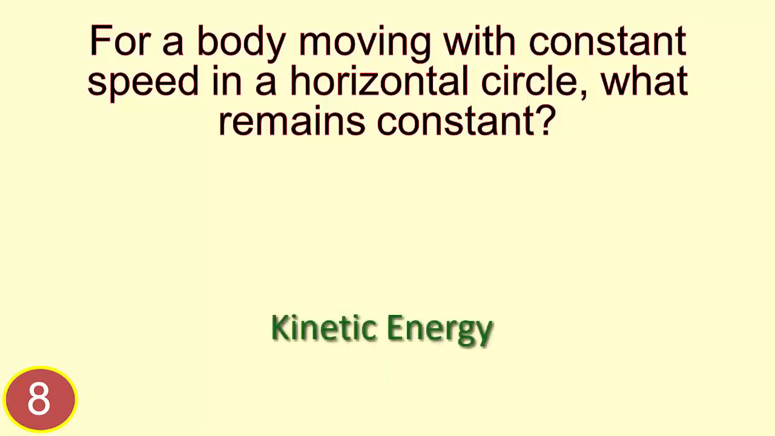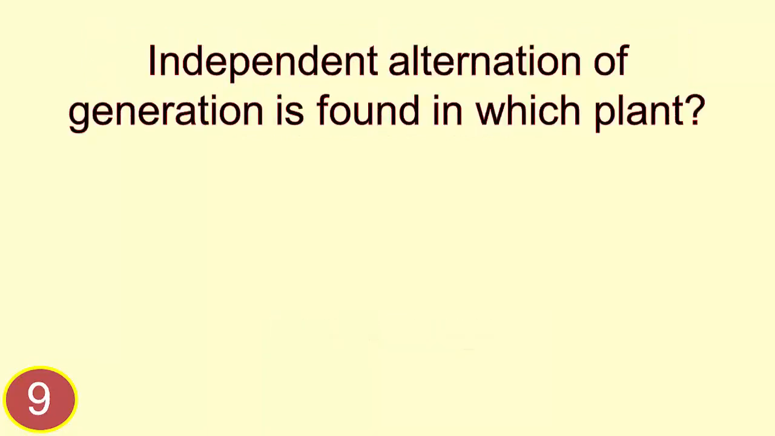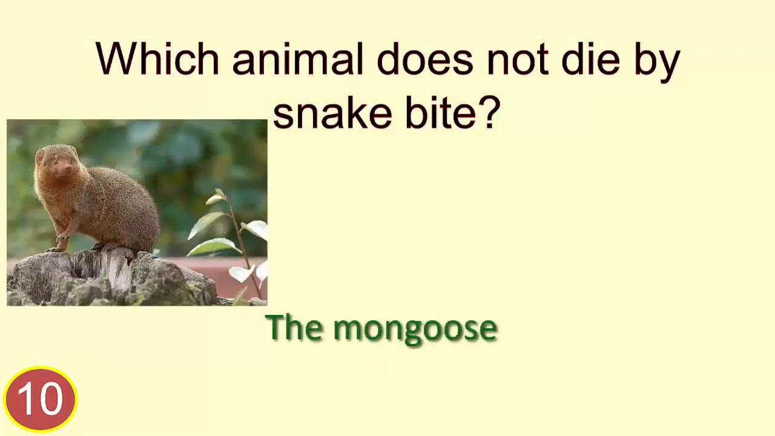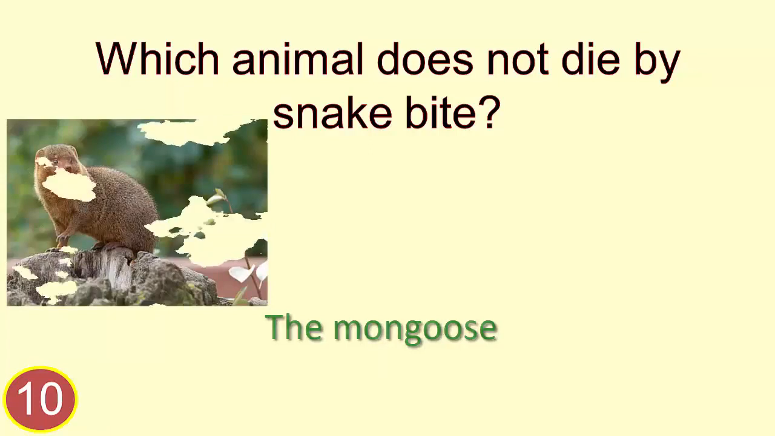Answer is kinetic energy. Independent alternation of generation is found in which plant? Answer is independent alternation of generation is found mainly in fern. Which animal does not die by snake bite? Answer is the mongoose that doesn't die when bitten by a venomous snake.